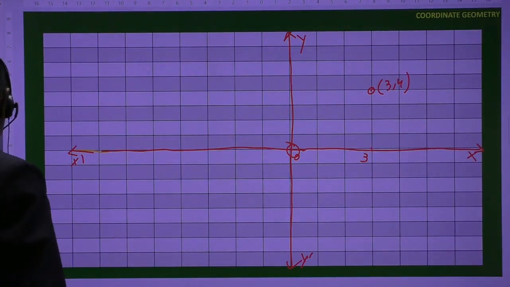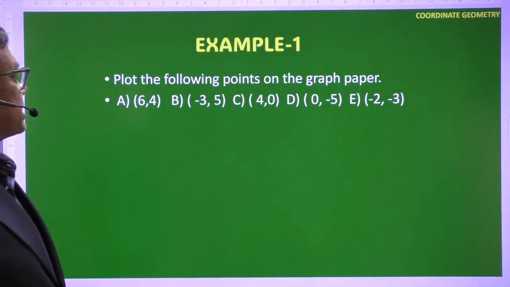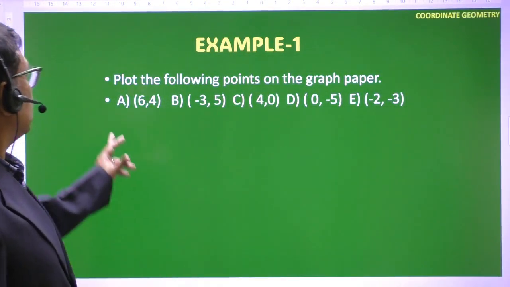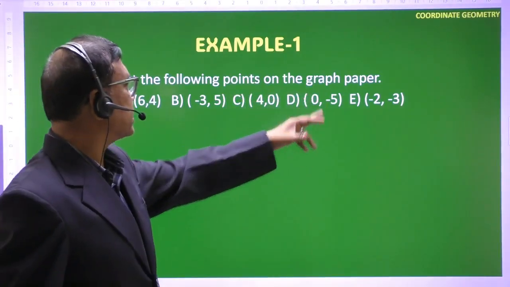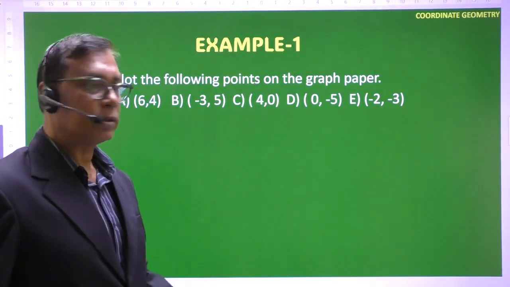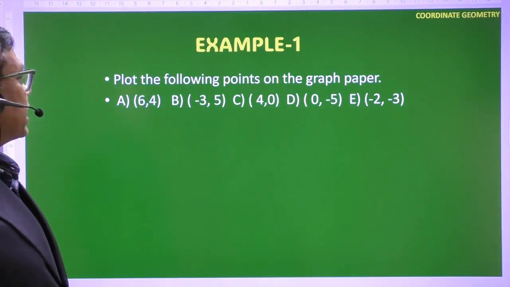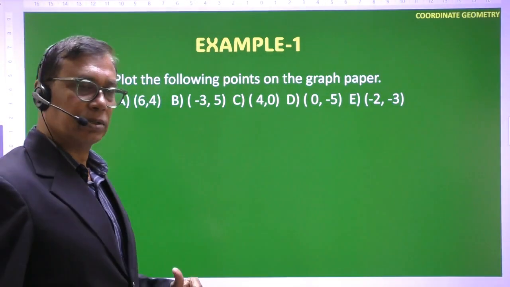Now it will be more clear if I take one example. Plot the following points on the graph paper. I have taken 5 points, and I will plot these points one by one.